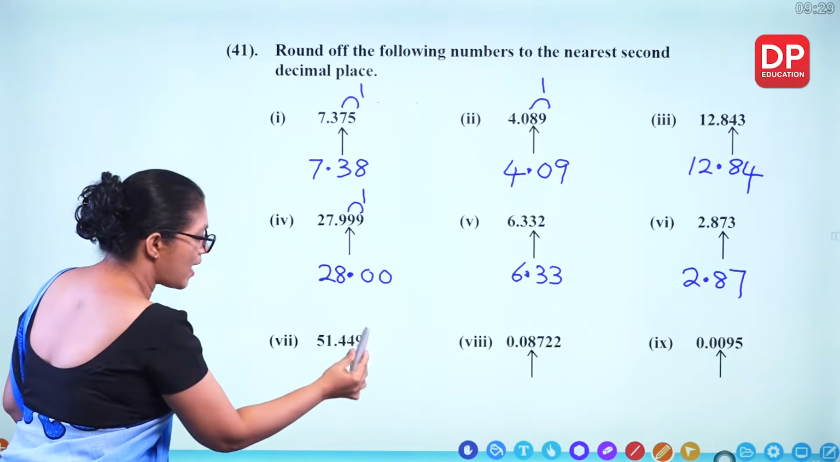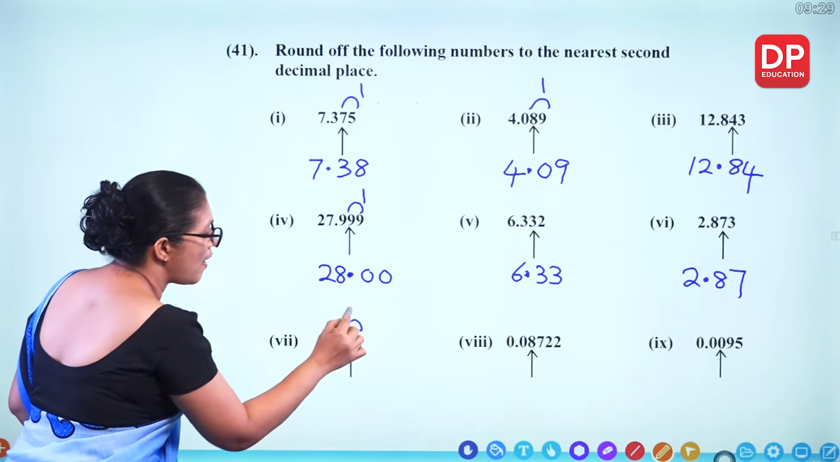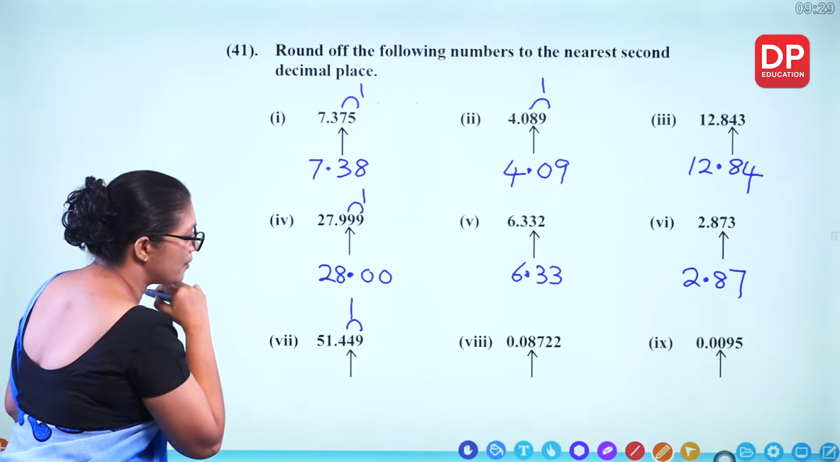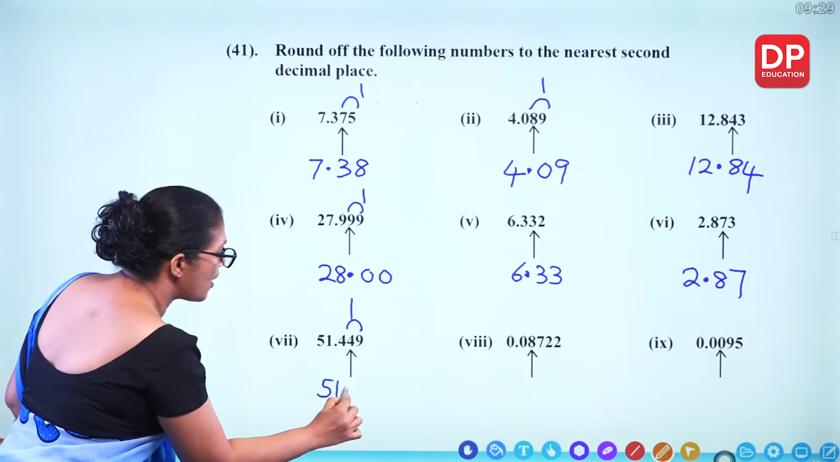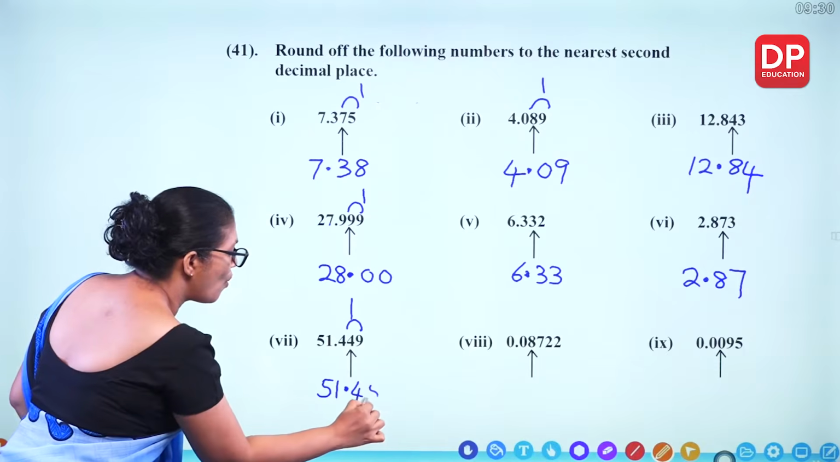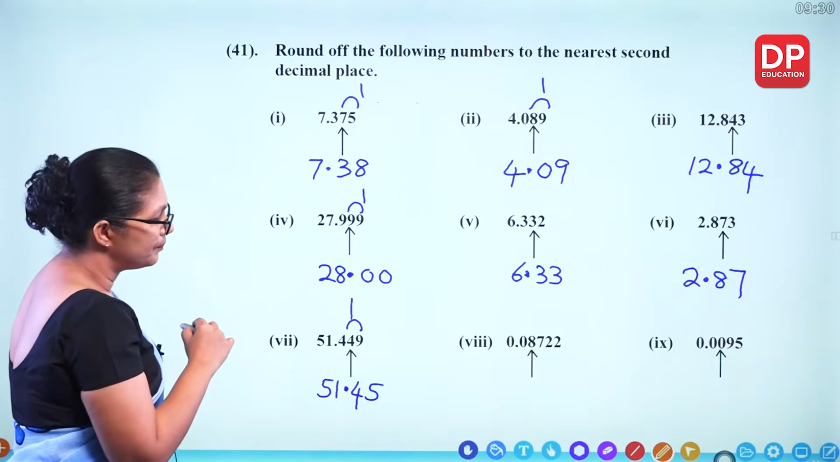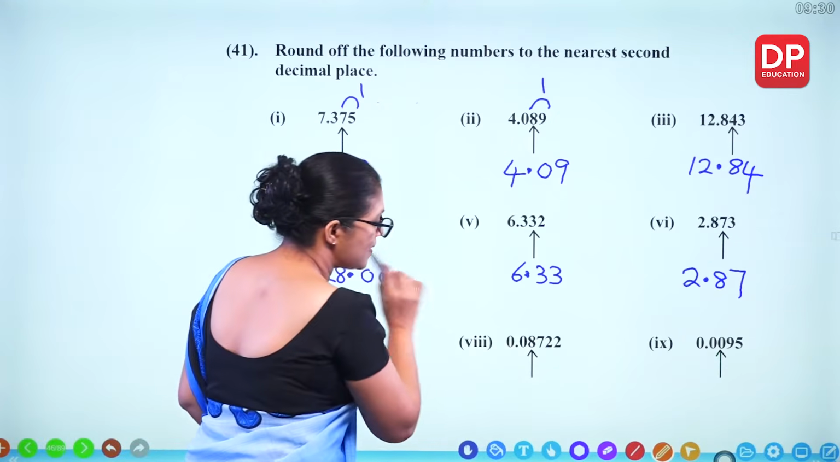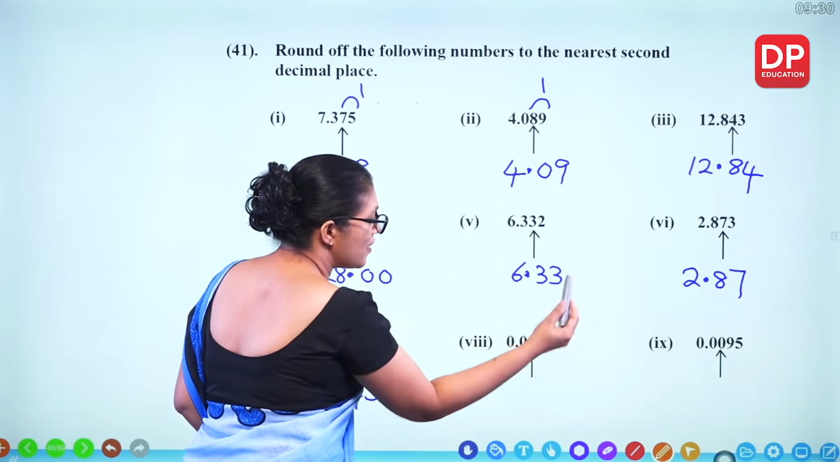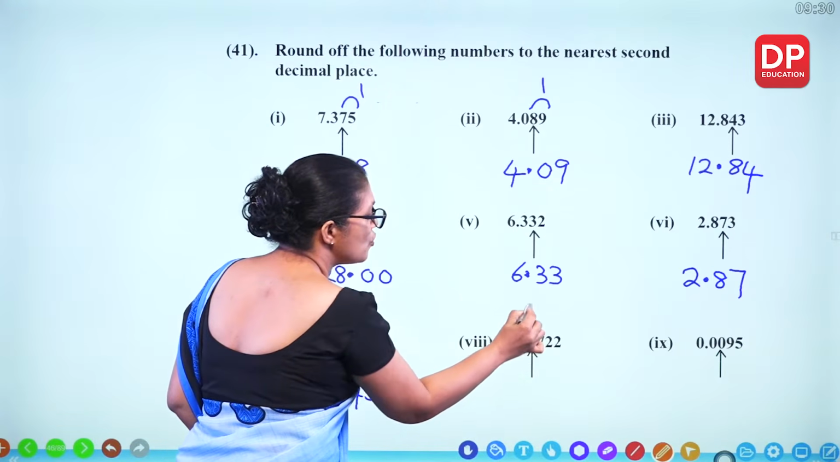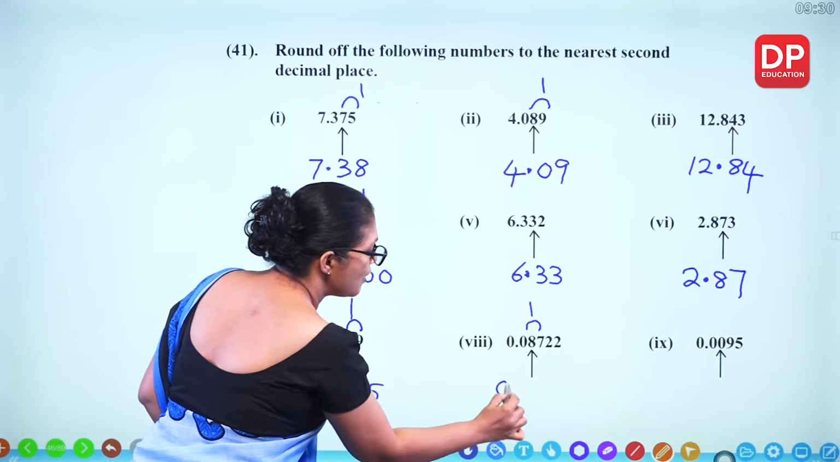This one 449. So 9 is more than 5. Here you need to add 1. So 51.45. Here second decimal place is here. The next digit to the right is more than 5. So you need to add 1. 0.09.